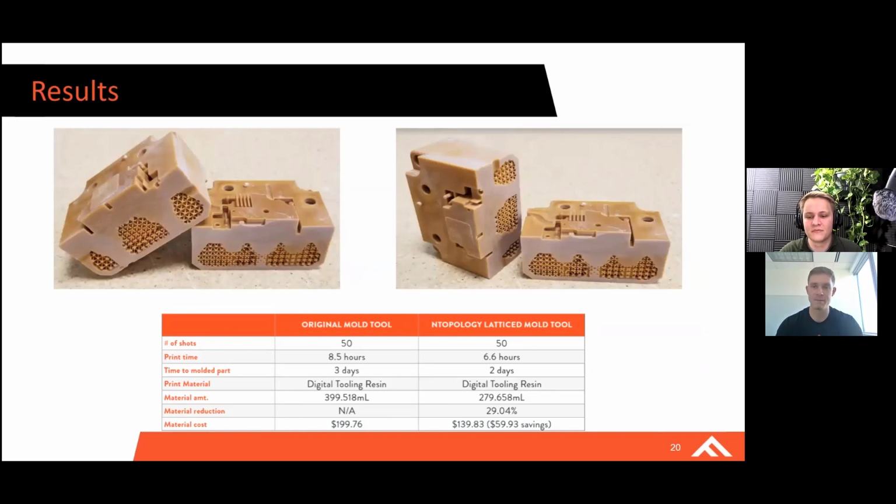What does that actually mean? That means that we can print this tool and post-process this tool in the same day. So we're effectively saving ourselves 1 day on the prototyping process. Besides that, we are able to save 100 milliliters of material. So that adds up to $60 in savings on resin, which if you're printing these molds day in and day out, that adds up very quickly. On top of that, it's just a really cool looking design.